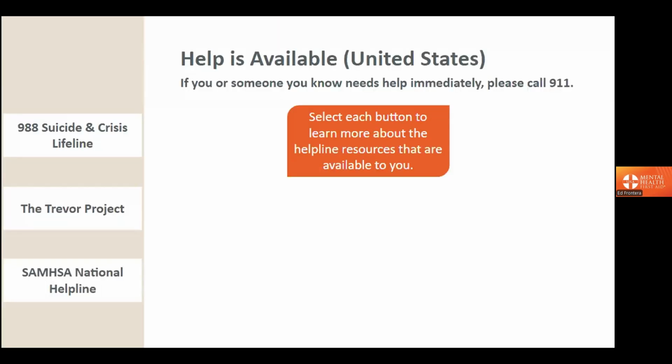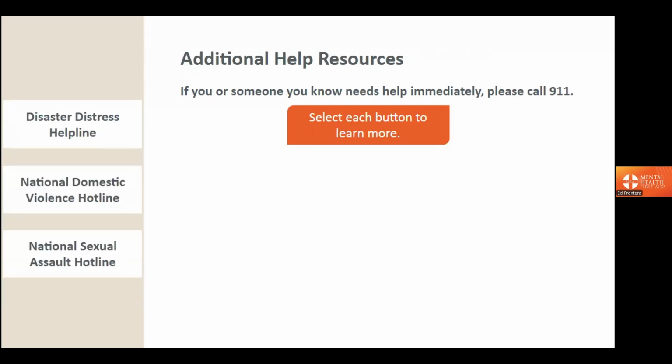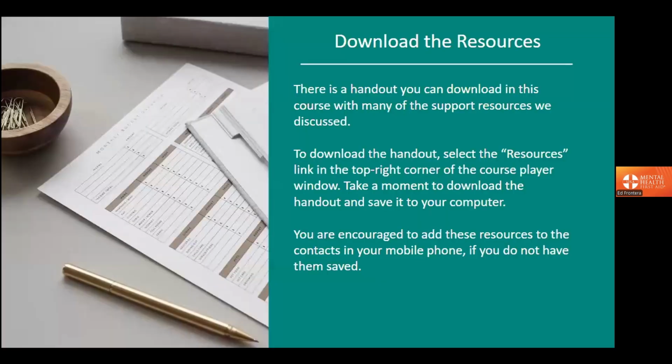There are several national helplines available to help those who are experiencing a challenge or a crisis. If you or someone you know needs help immediately, please call 911. Select each button to learn more about some of the helpline resources that are available to you. Here are additional resources for your awareness. Select each button to learn more. There is a handout you can download in this course with many of the support resources we discussed.